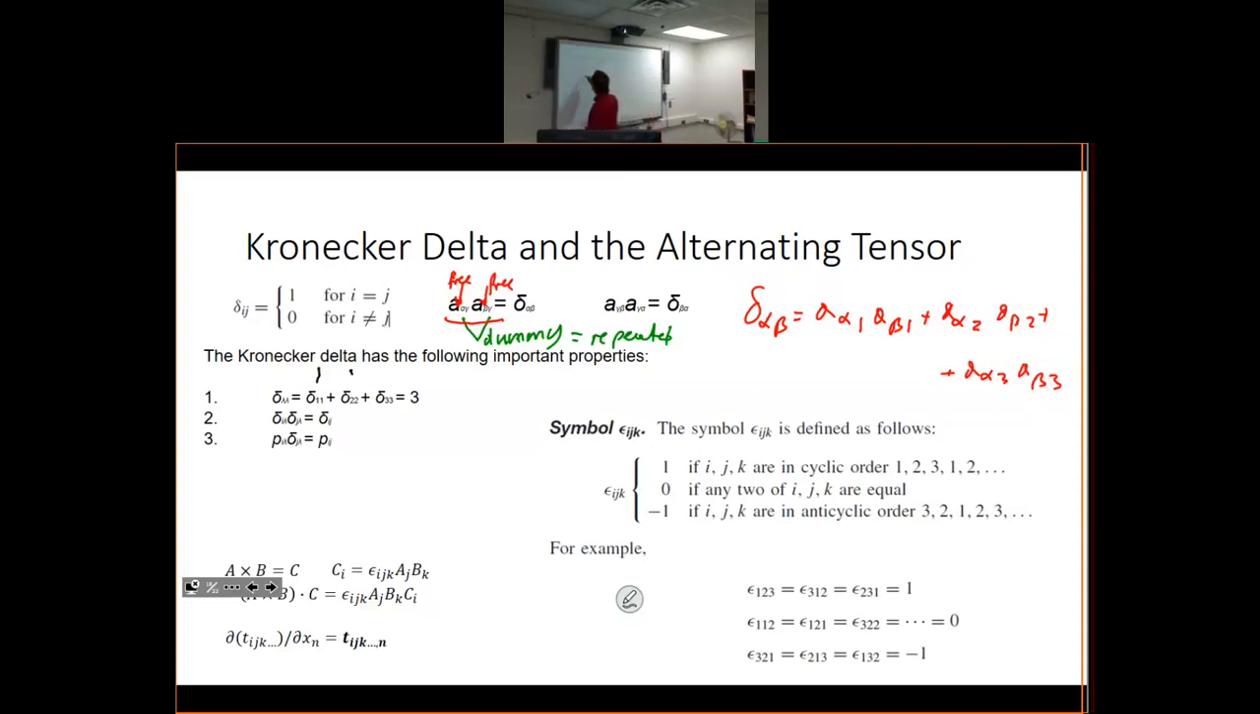And since this is 1 and this is 1 and this is 1, you make a summation of those 3 ones and you become 3. So delta lambda lambda is basically the number 3. But delta i lambda, j lambda is basically delta i1 delta j1 plus delta i2 delta j2 plus delta i3 delta j3.